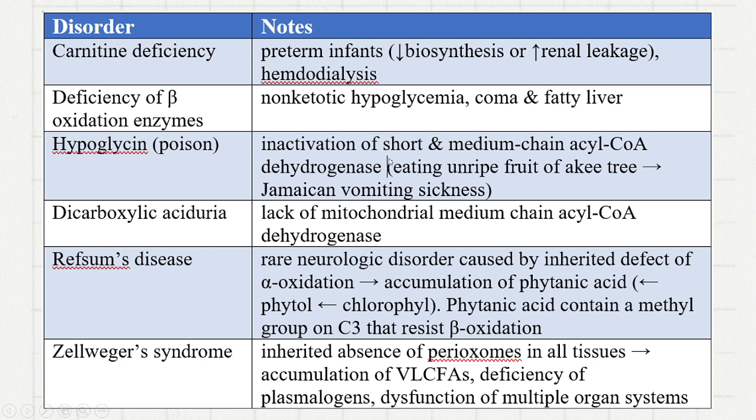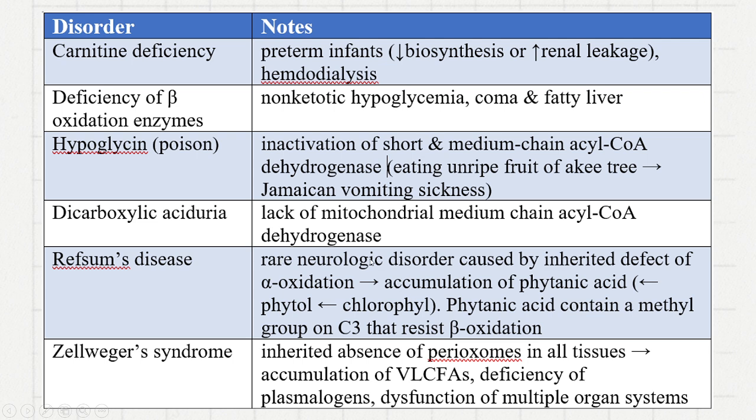Hypoglycin, a poison found in the unripe fruit of the ackee tree, manifests clinically as what is called Jamaican vomiting sickness, in which there is inactivation of short and medium chain acyl-CoA dehydrogenases. So they will accumulate and lead to these clinical manifestations. Dicarboxylic aciduria, from the name, is detection of dicarboxylic acid in urine, or excretion of dicarboxylic acid in urine. This will be due to lack of mitochondrial medium chain acyl-CoA dehydrogenase.